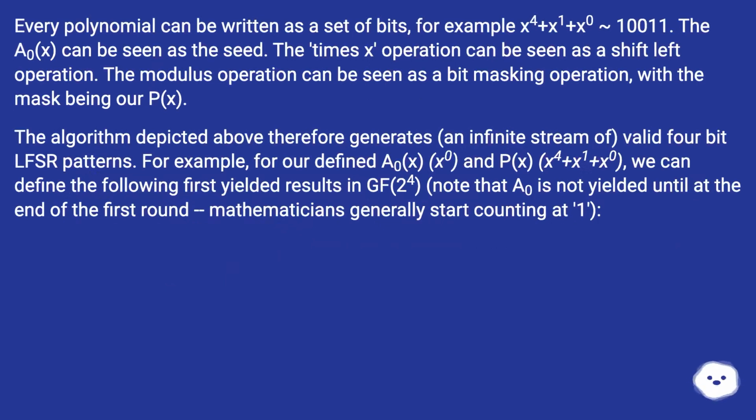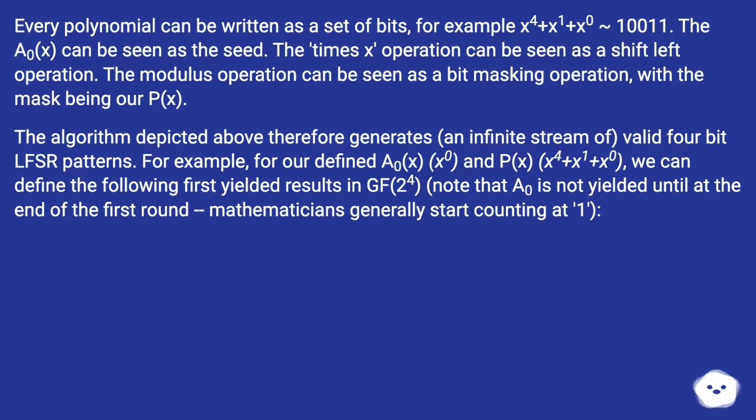Every polynomial can be written as a set of bits. For example x^4 + x^1 + x^0 is 10011. The a0(x) can be seen as the seed. The times x operation can be seen as a shift left operation. The modulus operation can be seen as a bit masking operation, with the mask being our p(x). The algorithm depicted above therefore generates an infinite stream of valid 4-bit LFSR patterns.